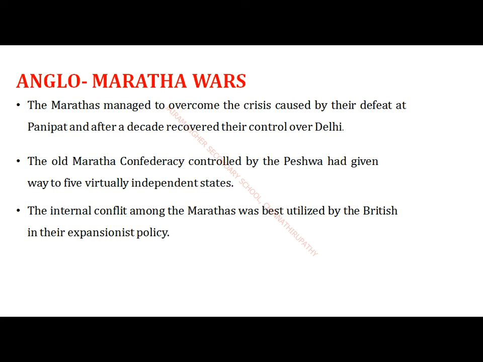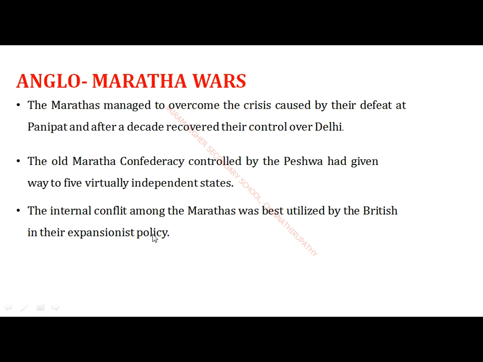Okay, yes, the internal conflicts, the local problems and fights among the Marathas were best utilized by the native rulers, the small rulers. The internal conflicts on the Maratha side were a big problem for them and a big advantage to whom? To the Britishers, who utilized these chances for their benefit in their expansionist policy.